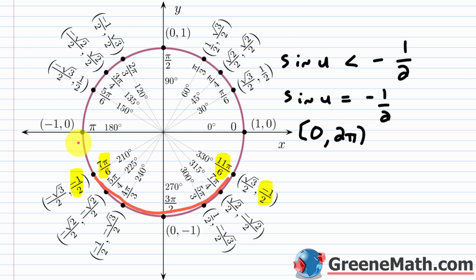We don't want values on the other part because, again, that's where the sine values would be greater than negative 1/2. So to write our solution, we're going to say that u is strictly greater than 7 pi over 6, and again, things are going to repeat every 2 pi here, so I'm going to put plus 2 pi n, and less than 11 pi over 6 plus 2 pi n.